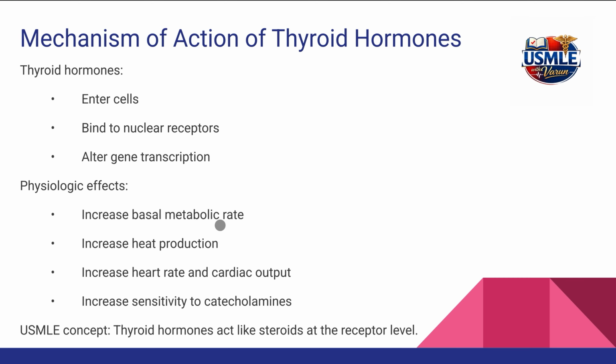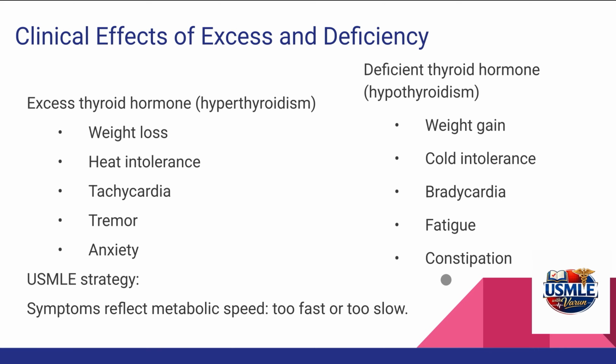It increases basal metabolic rate, increases heat production, increases heart rate and cardiac output, and increases sensitivity to catecholamines. Thyroid hormones act like steroids at the receptor level. So steroids, vitamin D, and T3 and T4 all act through the nuclear receptors. Now let's discuss the clinical effects of these hormones.